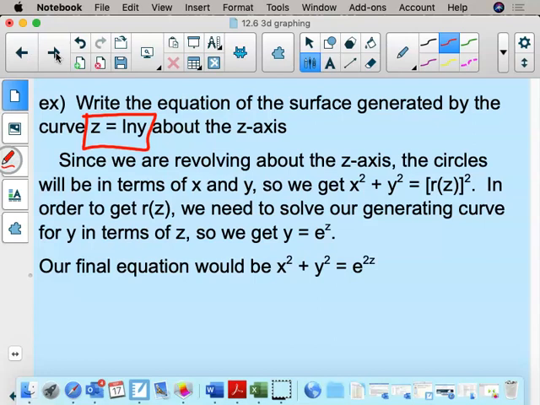So I'm going to have x squared plus y squared equals some r of z squared. What threw me the first time I did this: you solve this for y and you get y equals e to the z, right? And so you just plug that in, x squared plus y squared equals e to the z squared, and you get your equation. What threw me was, how come this works whether this is a y or this is an x?